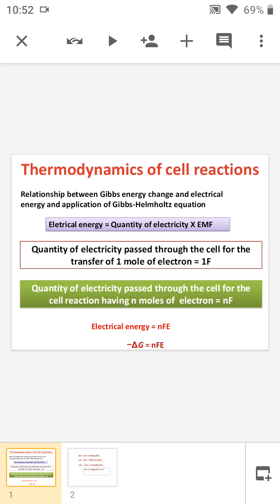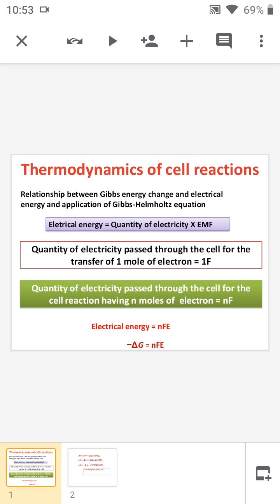You know that we cannot limit the cell reaction to 1 mole. So for a general cell reaction, the quantity of electricity passed through the cell for a cell reaction having n moles of electrons is equal to nF. So the above equation can be rewritten as: electrical energy is equal to the quantity of electricity passed, which is nF, and EMF is represented by E. So electrical energy is equal to nFE.